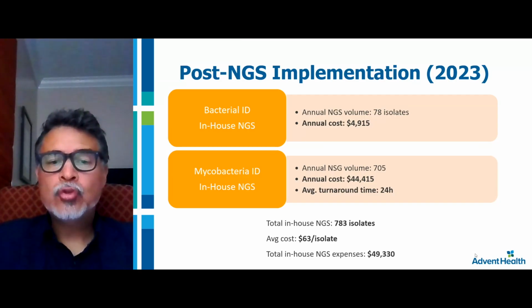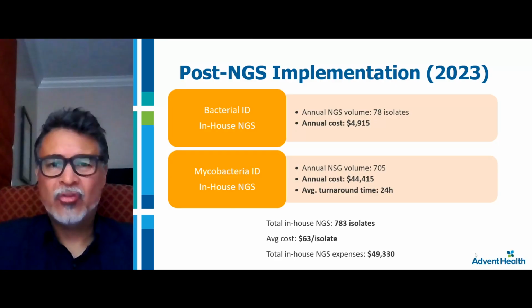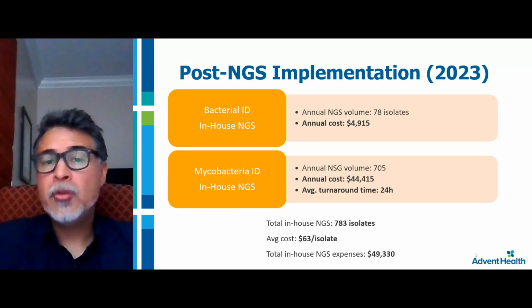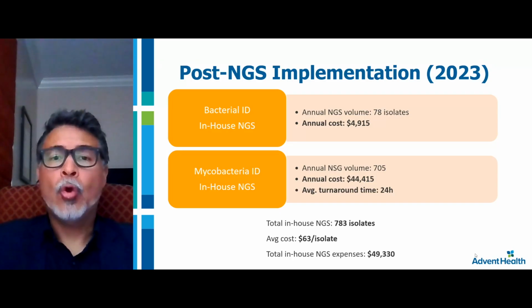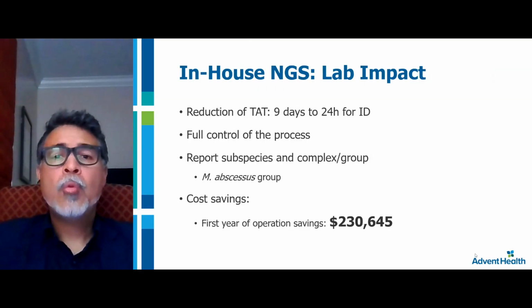So you can see that the total in-house NGS now, we're 783 isolates with a cost per isolate of $63, give us a total of $49,330 annually. This is only operational cost. This cost can get close to $100,000 if we consider the implementation with instrumentation for the first year, but only operational was $49,330.